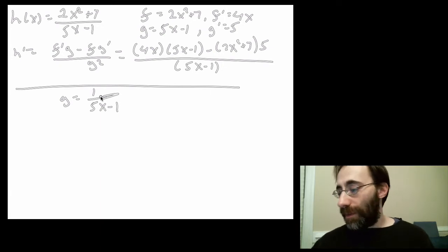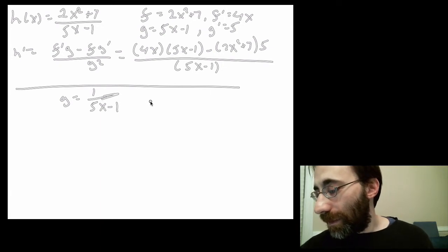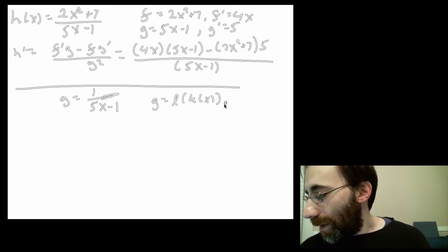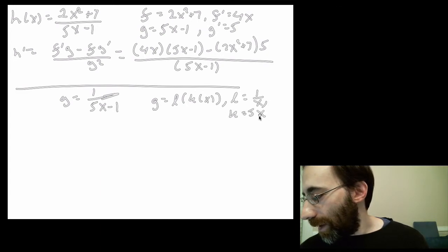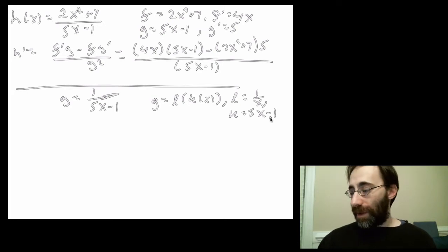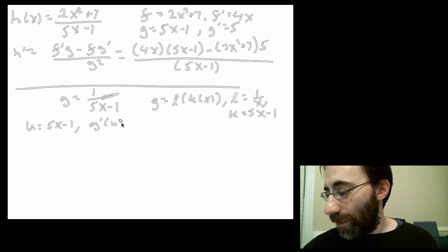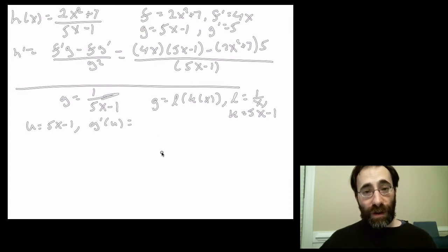What's g prime? Well, g prime is going to be, if we make g equal to, let's say, L of k of x, where L equals 1 over x and k equals 5x minus 1. So what's g prime? Well, we make u equal to 5x minus 1. G prime of u is equal to the derivative of 1 over u.